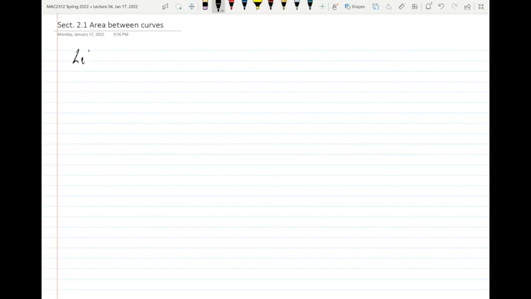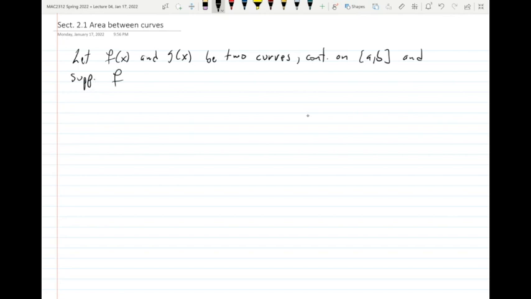So to begin, let's suppose that we have two functions. Let f of x and g of x be two curves, and let's say that they are continuous on the closed interval [a, b]. And moreover, let's suppose that f of x is always greater than or equal to g of x on this interval.